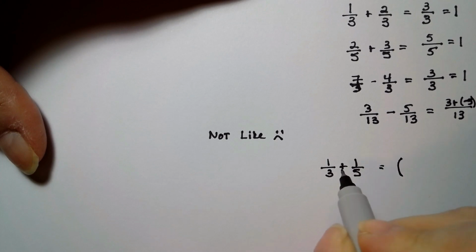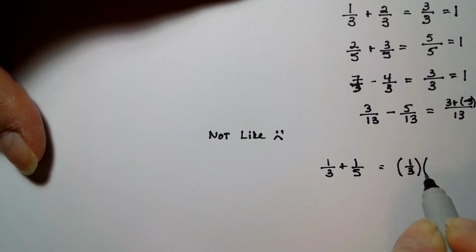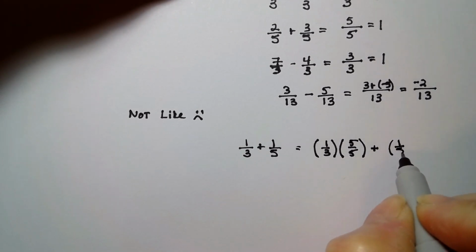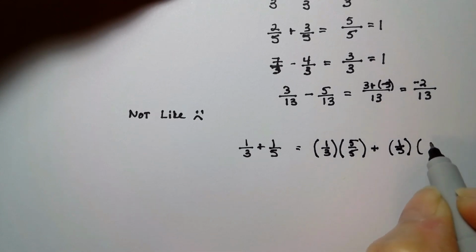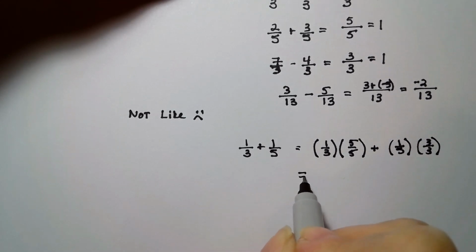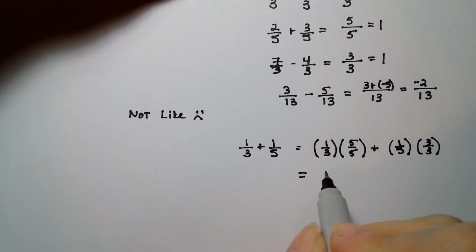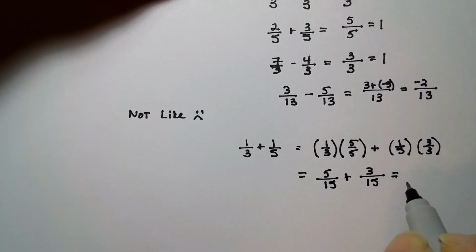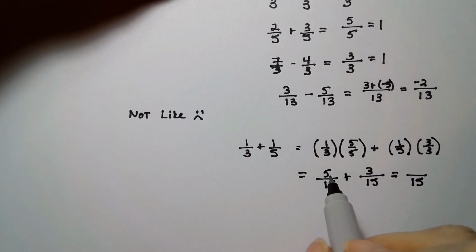So I'm going to multiply 1/3 by 5/5, the denominator of this one. Bring over my plus. And now I'm going to take this next one, 1/5, and multiply it by 3/3. And when we multiply straight across the top, so 1 times 5 is 5, or 3 times 5 is 15. Over here, 1 times 3 is 3, over 15. Now the denominators are the same, so we're going to have a new fraction with a denominator of 15, and now we can add the tops. 5 plus 3 is 8. Okay?